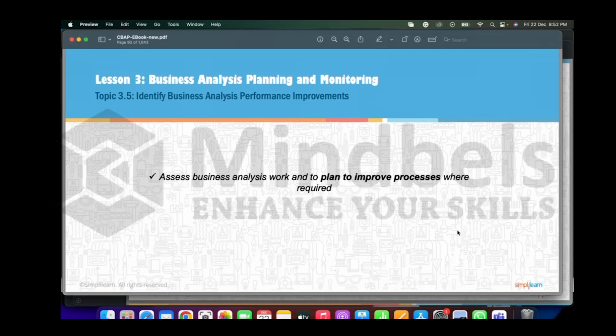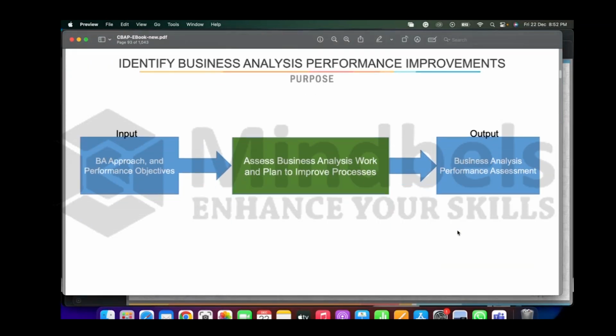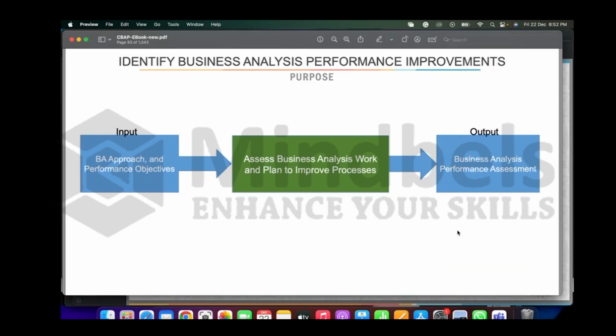What are the business analysis performance improvements? Okay, so this is your input and output for your business analysis performance improvement. So your approach, again, important.